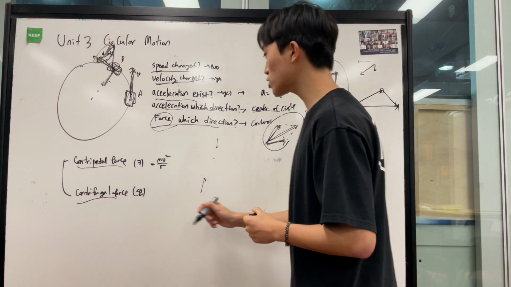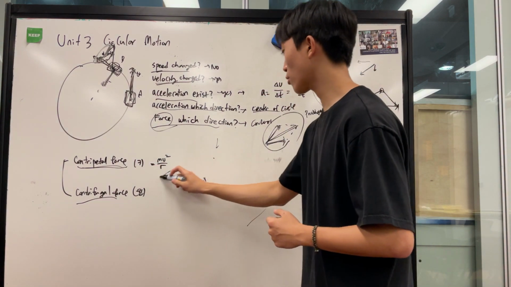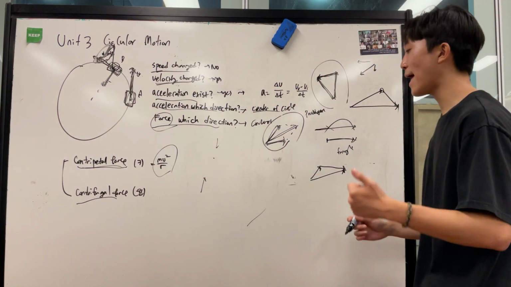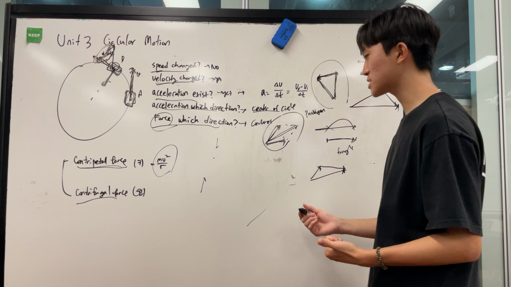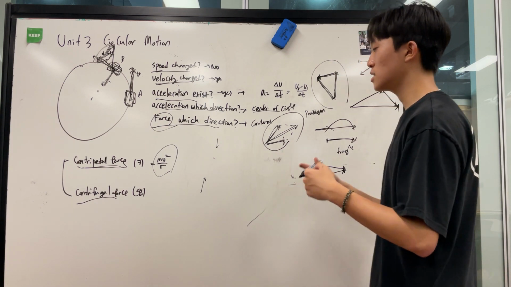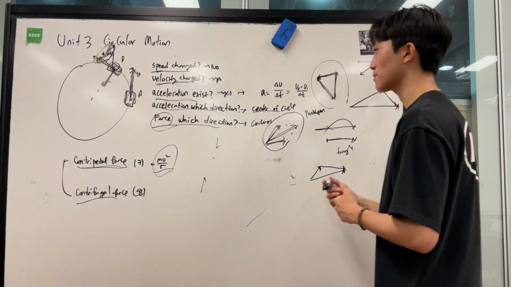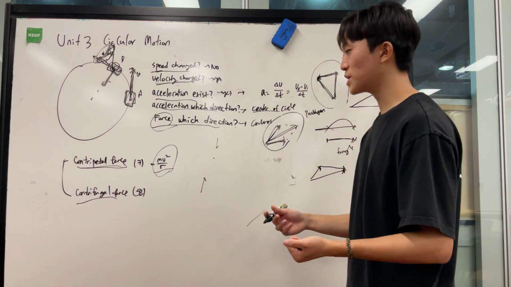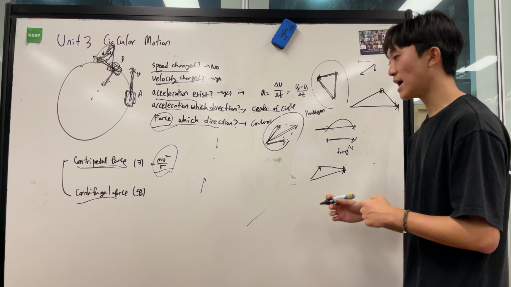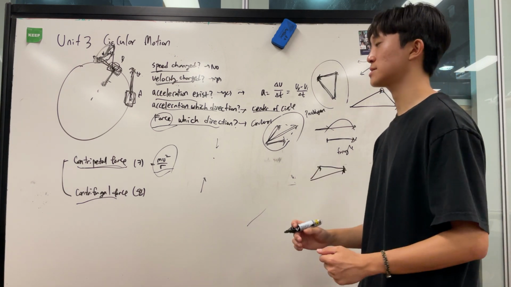Now, you can calculate the centripetal force by the formula mv squared over r. m is mass, v is velocity, and r is the radius. So you can use this formula, keep this formula in your mind. And now I'm going to explain how centripetal force and centrifugal force react.